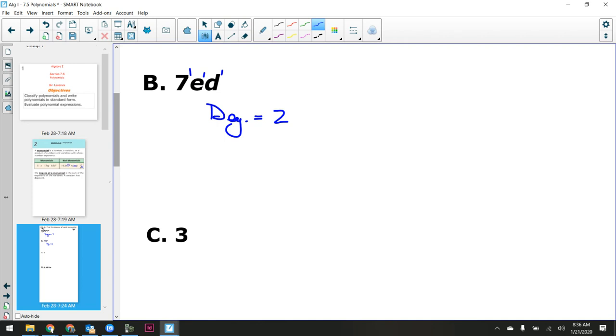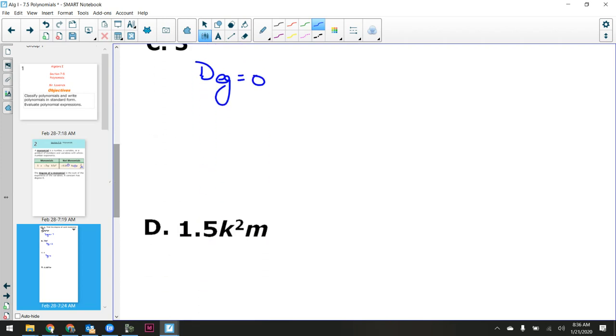When there's no variables, the degree is 0. Last one on this set. What's my degree here? 3. My degree is 3. Exponent of 2, exponent of 1. The degree is 3. Okay, so that's the degree of a monomial, single term.